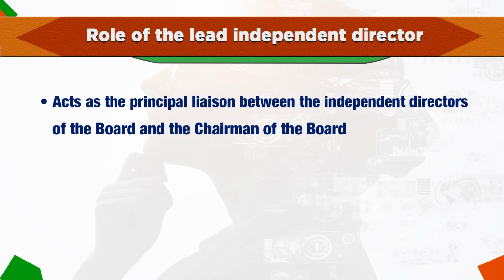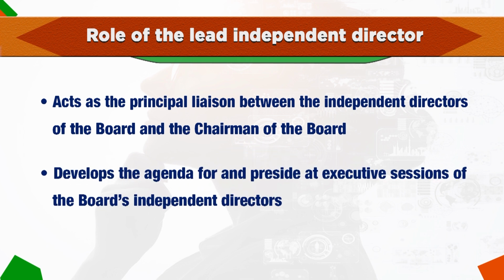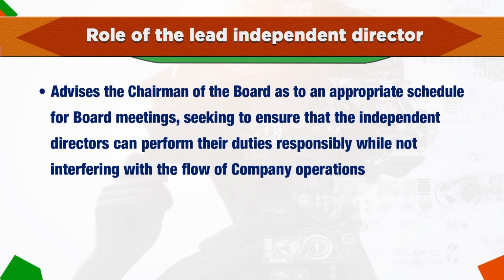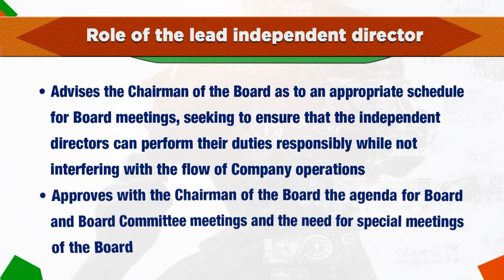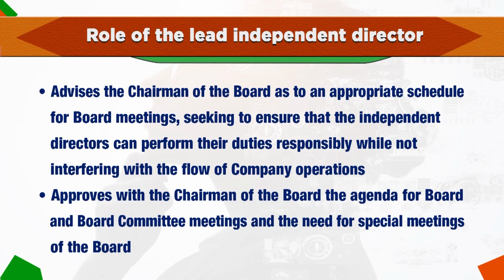Number first, act as a principal liaison between the independent directors of the board and the chairperson of the board. Number second, develops the agendas for and presides at executive sessions of the board's independent directors. Number third, advises the chairman of the board as to an appropriate schedule for board meetings, seeking to ensure that the independent directors can perform their duties responsibly while not interfering with the flow of company operations. Next, approves with the chairman of the board the agenda for board and board committee meetings and the need for special meetings of the board.